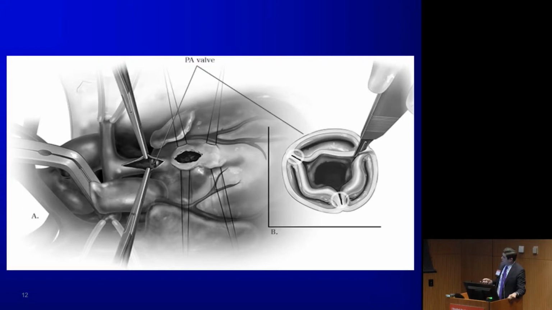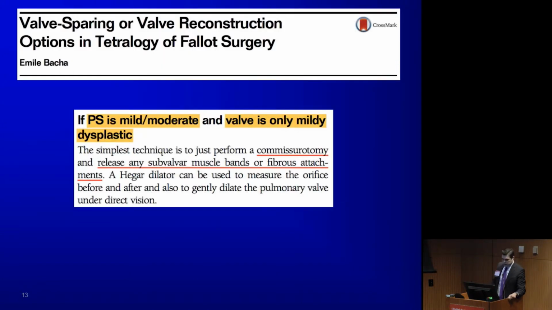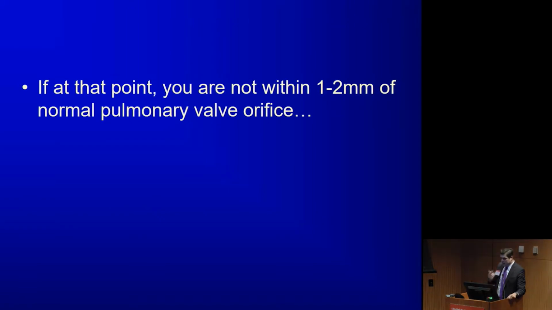This image here is looking back through the MPA at the pulmonary valve, and you can see the commissurotomy is being performed here all the way back to the pulmonary valve annulus. So for cases where pulmonary stenosis is mild to moderate, the simplest technique is to do the commissurotomies and release any other fibrous attachments there, and then resize the valve using a Hager dilator. If at that point we're still not successful at getting back to 1 to 2 millimeters of the normal pulmonary valve orifice for the child's size, there are some additional techniques.